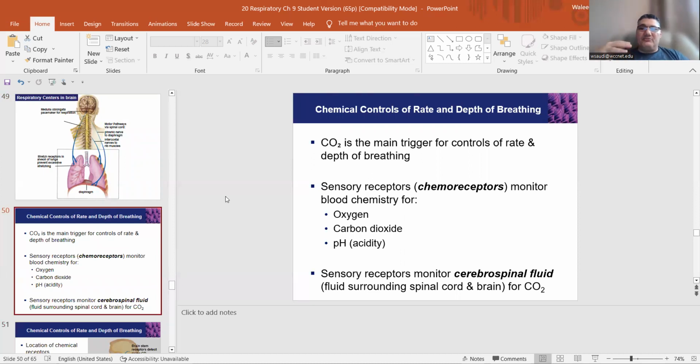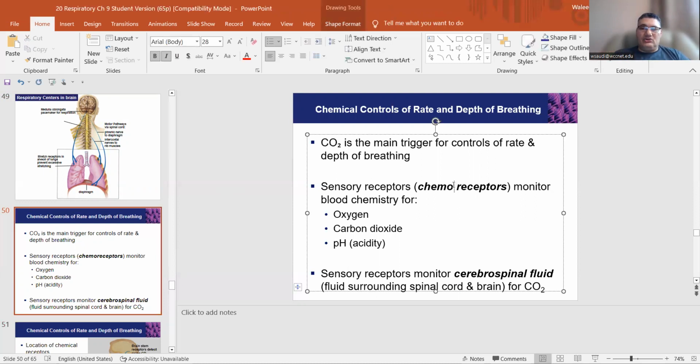Now, why sometimes we breathe faster and sometimes we breathe less? It's because of receptors that we have inside our arteries and also inside our brain. There are receptors. We call those chemoreceptors. Why did you call it chemoreceptors? Because these receptors respond to chemistry change. What do you mean by chemistry change?